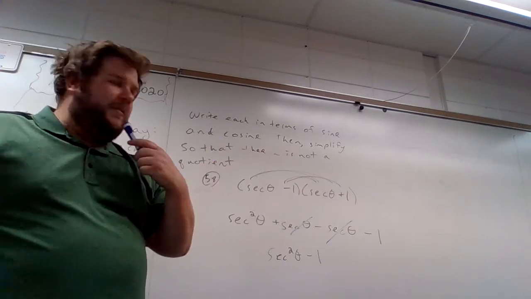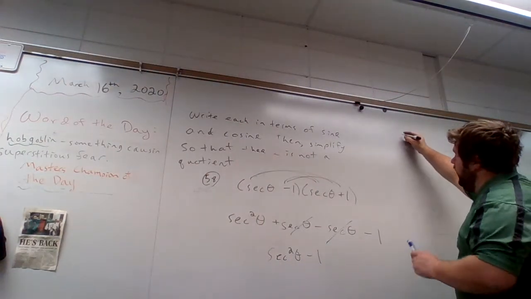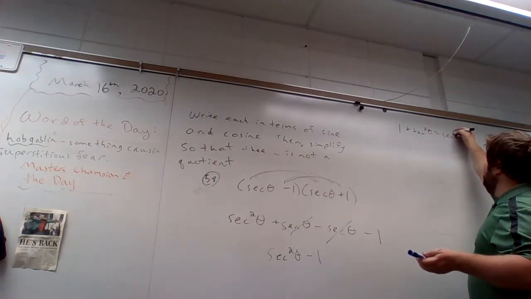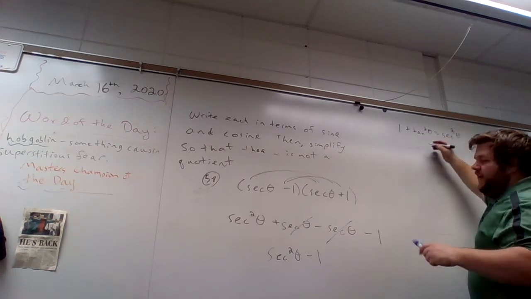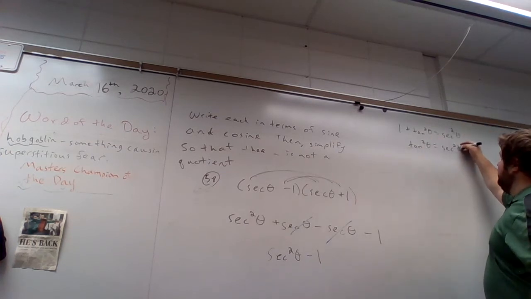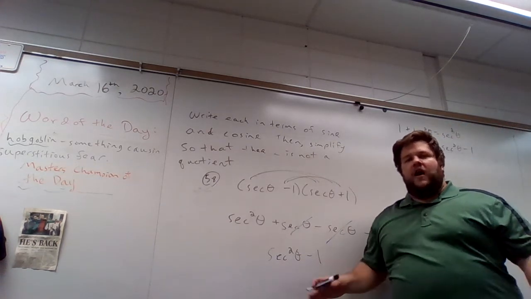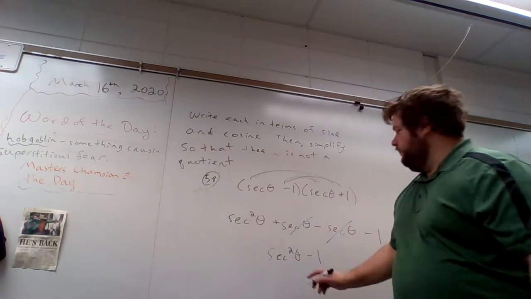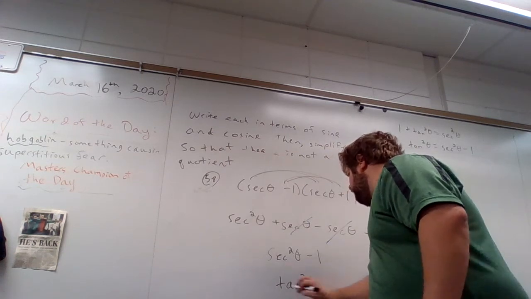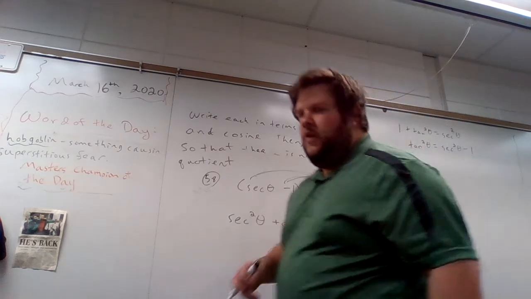So I might be thinking, that reminds me of a Pythagorean identity, right? We know that 1 plus tangent squared is secant squared. So if I subtract 1 from both sides, I know that tangent squared is secant squared minus 1. So the idea is that instead of writing this as secant squared minus 1, I want to write that as tangent squared. It's one better than what we had before, and that would be our better answer. All right, let's look at some more.